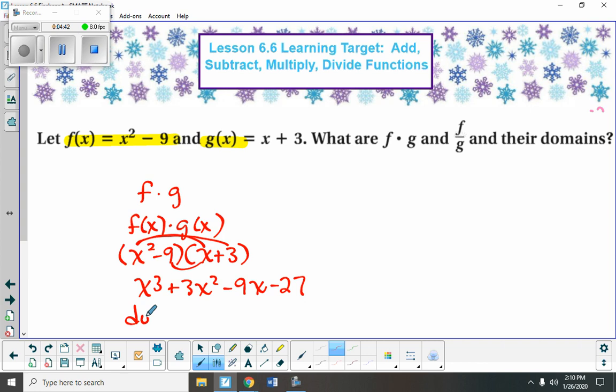The domain, if we were making an x, y chart, what could we put in for x? We could put anything in for x. So we would say it's all real numbers. Or you could write real numbers, but this is the symbol that you can also use for real numbers.